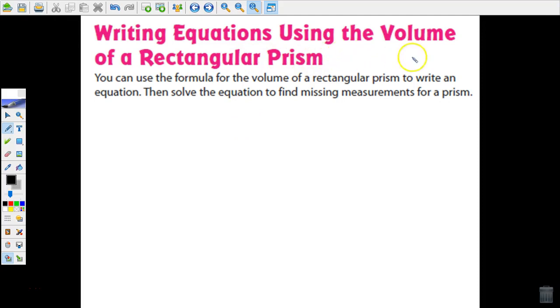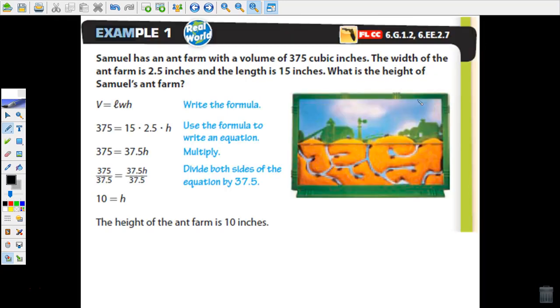Writing equations using the volume of a rectangular prism. You can use the formula for the volume of a rectangular prism to write an equation, then solve the equation to find missing measurements for a prism. So, example 1. Samuel has an ant farm with a volume of 375 cubic inches. The width of the ant farm is 2.5 inches and the length is 15 inches. What is the height of Samuel's ant farm?